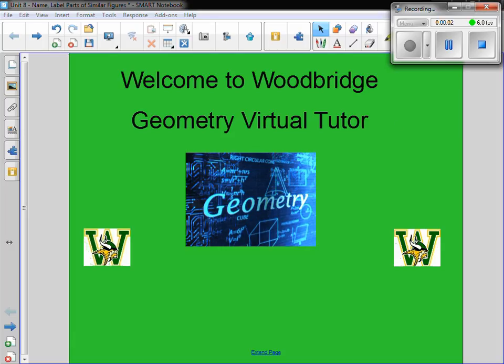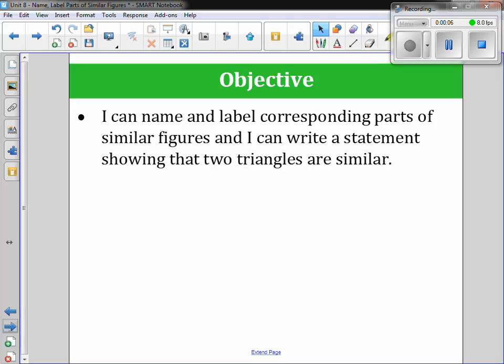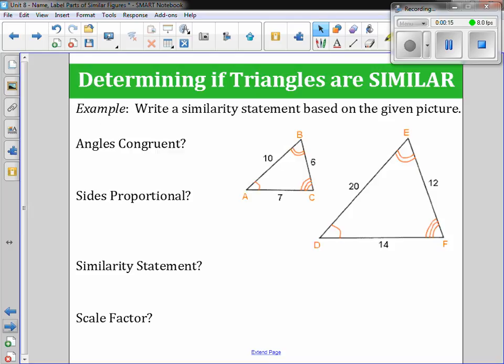Today we're going to continue with our similar figures unit. Today we're going to be talking about naming and labeling corresponding parts of similar figures and writing statements showing that two triangles are similar. We're going to first start by looking at how to determine if triangles are similar. We want to be able to, in the end, write a similarity statement based off of the picture that's given.